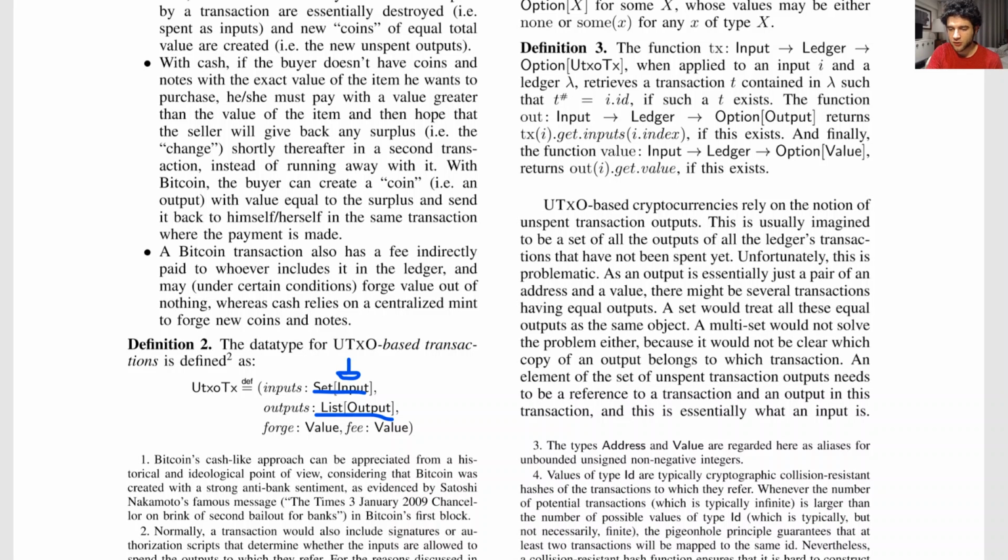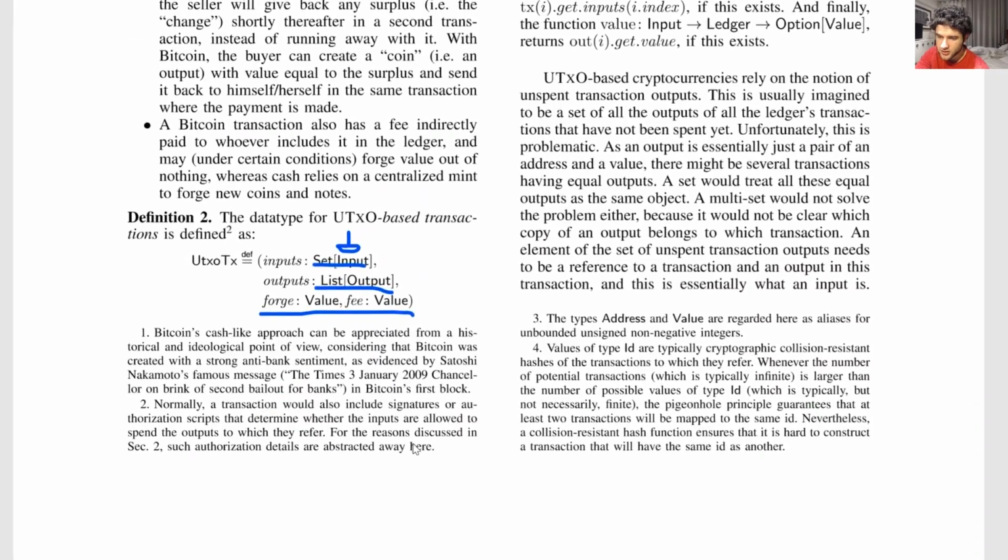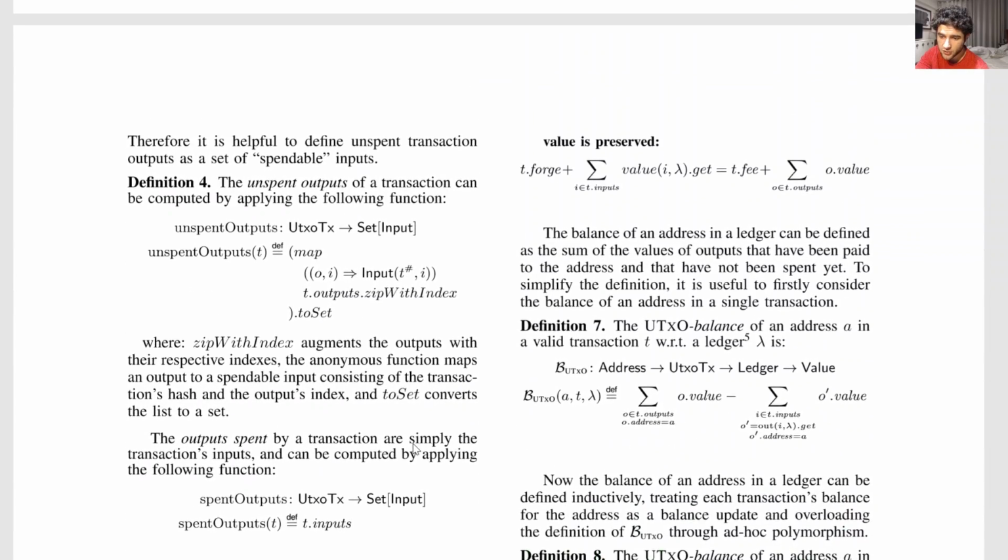So this is the brief definition of a UTXO transaction, but this is slightly different from Bitcoin in the sense that we also have this forge and fee. So what is forge and fee? Well, forge is essentially the idea of a coinbase transaction. In Bitcoin, whenever you get paid for mining rewards, that'll come in a coinbase transaction. But here we're mixing it all into one system where instead every transaction has a forge parameter that defines how many coins are created out of thin air. And then we also have a fee value, which is just the transaction fee. So that's the definition of UTXO transactions that we're using.